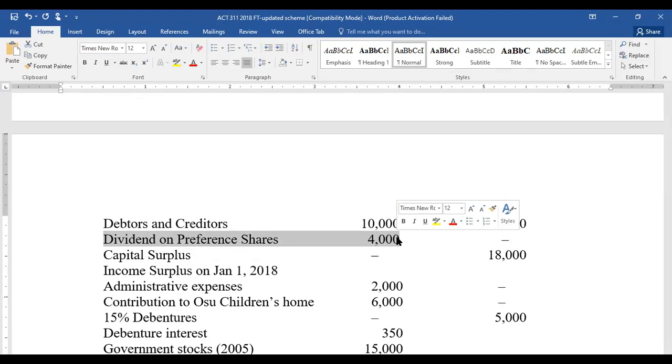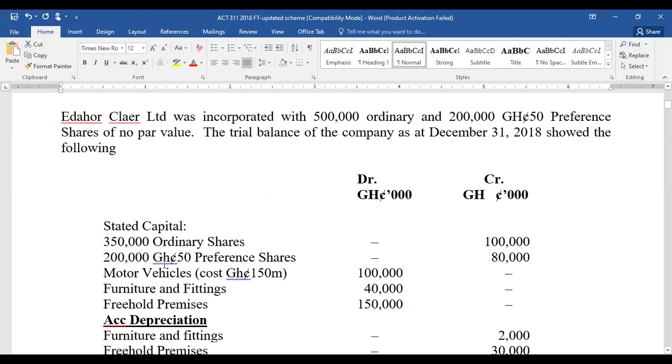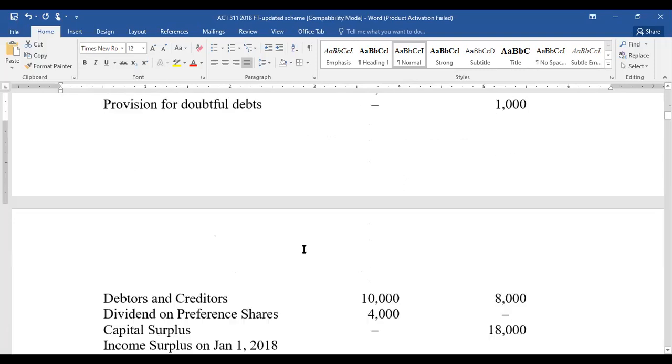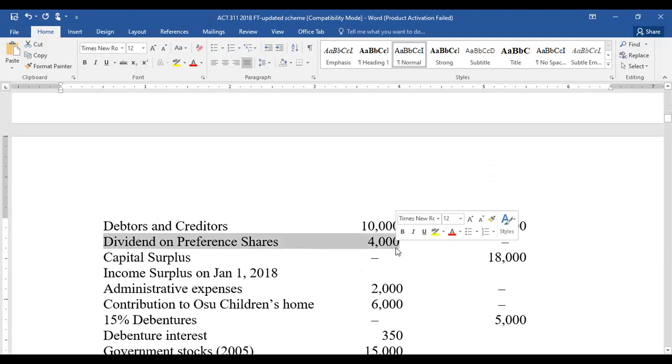Such information they will not tell you in the question, because you have every piece of information you need to determine the dividend. Once you have been given the amount that is paid, you are in a position to know the amount that is outstanding. Is that correct? So you write there final dividend or proposed dividend, 6,000.